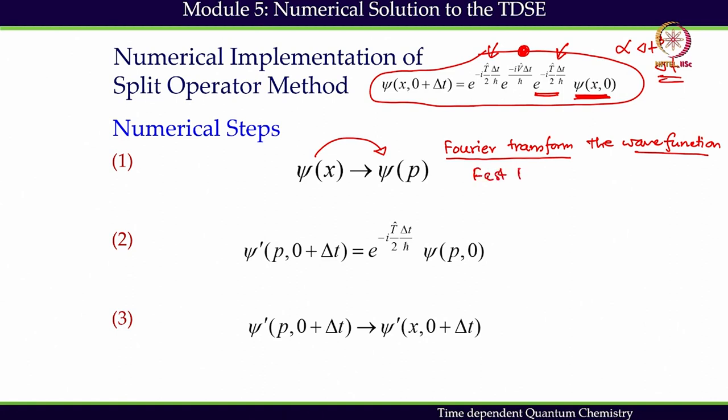This is called fast Fourier transform, the FFT algorithm, to transform this one. Why do I need to transform this one? Because I have to use this momentum operator in the Fourier domain, in the momentum domain, and that's why. So now, if I use this first kinetic energy part, this is the first kinetic energy part.